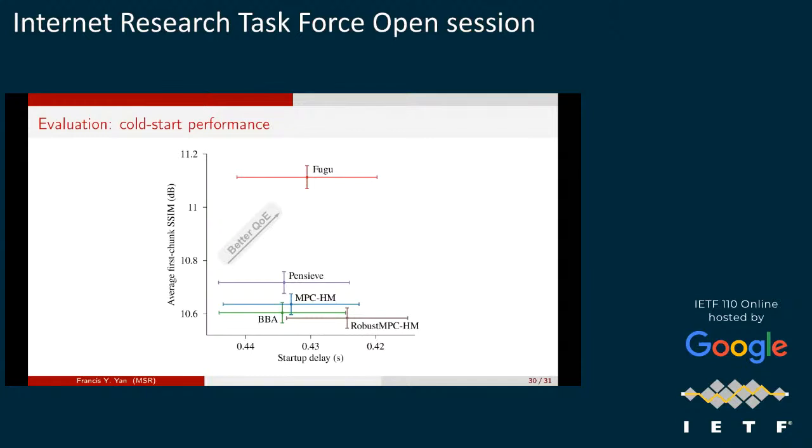Recall that one of the input features of Fugu's TTP is TCP statistics, such as RTT measurements, which are actually available as soon as the underlying HTTP or TLS or TCP connection is established. And knowing this information turns out to allow Fugu to begin safely at a higher first chunk quality than the other schemes, while maintaining roughly the same level of startup delay.